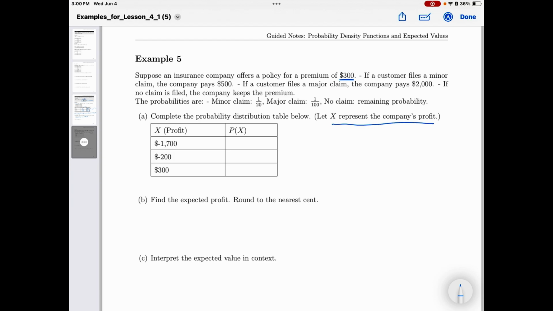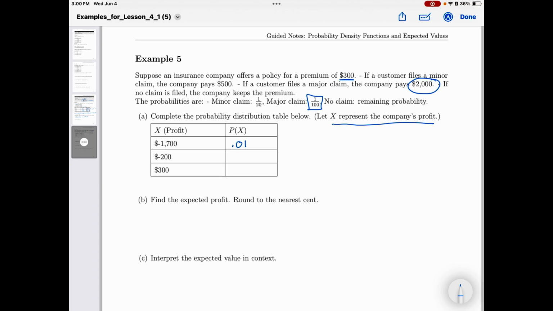So if the company has to pay out $2,000, that's a loss for the company of $1,700. They took in $300 for the cost of the premium, but then when they pay out the $2,000, they're paying out $1,700. And we're told that the major claim has a probability of 1 out of 100, which is 0.01.